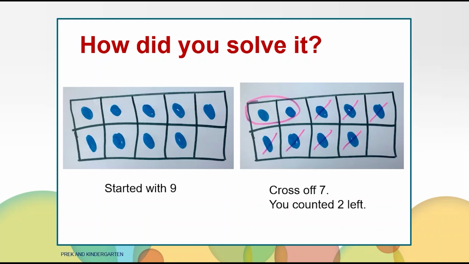Maybe you made a 10 frame and drew 9 counters in the 10 frame. Then crossed off 7 counters for the 7 cows that went in the barn. Then you counted 2 counters left for the 2 cows still in the field.